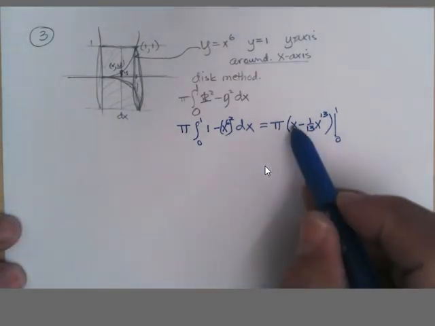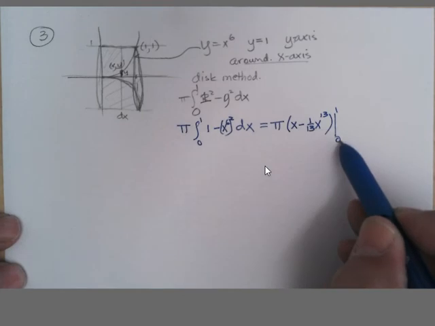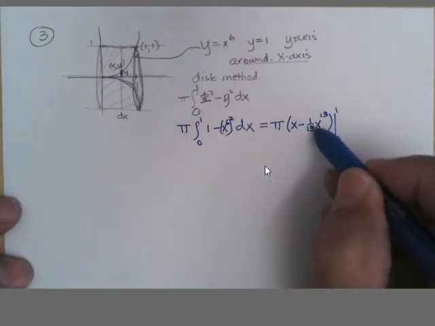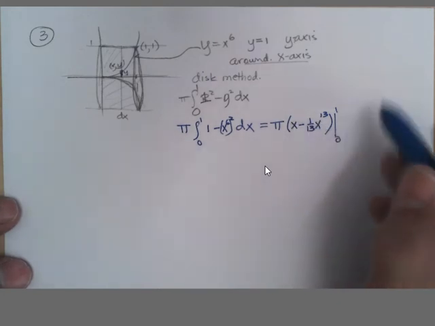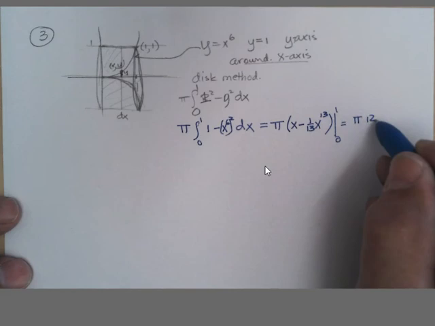So we get 1 minus 1/13, and then put in 0, we get nothing. So 1 minus 1/13 is 12/13. 13/13 minus 1/13 is 12/13. So we get pi times 12 over 13.